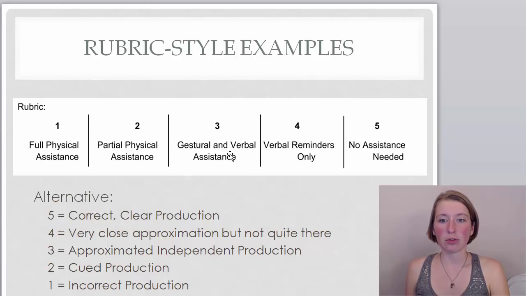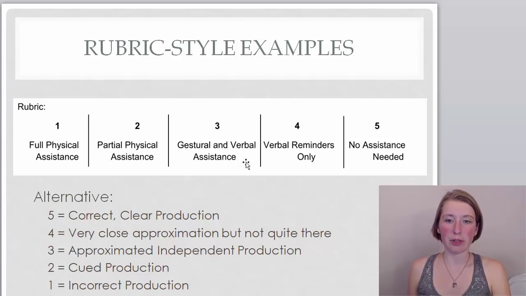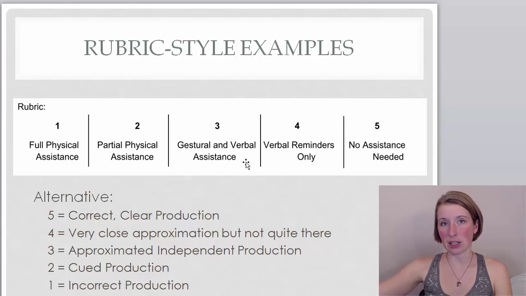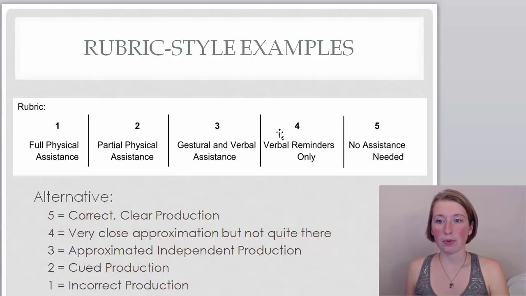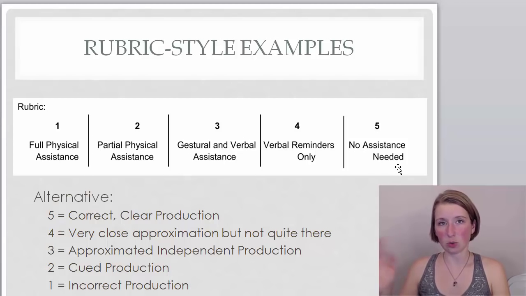They would get a number 3 if they just needed gestural and verbal assistance. So you pointed at the chair and you said, sit in your chair, sit right there. That would be a number 3. A number 4 would be if you just had to say, sit down in your chair, and they did it. And number 5 would be they didn't need any assistance. They just went over and sat in their chair. Okay, so that would be the spectrum of the 5 points. You just circle which one it was.